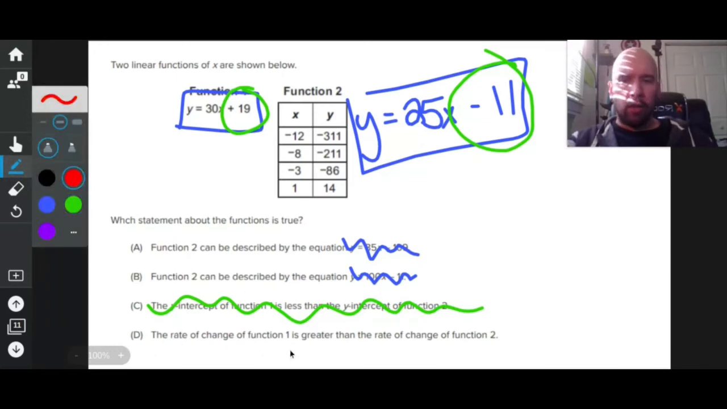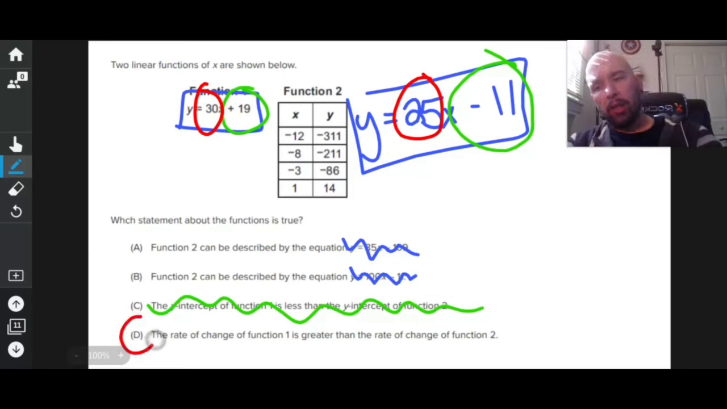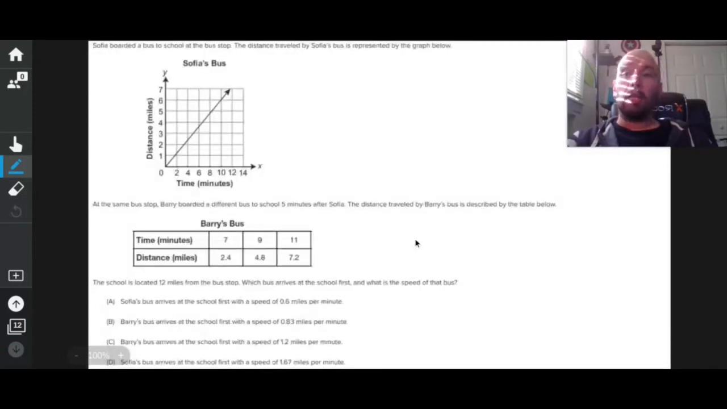The rate of change of function 1, which is 30, is greater than the rate of change of function 2. That is true. The answer is D. Okay. Crazy Common Core problems are going to get us every time. Speaking of which, last one.